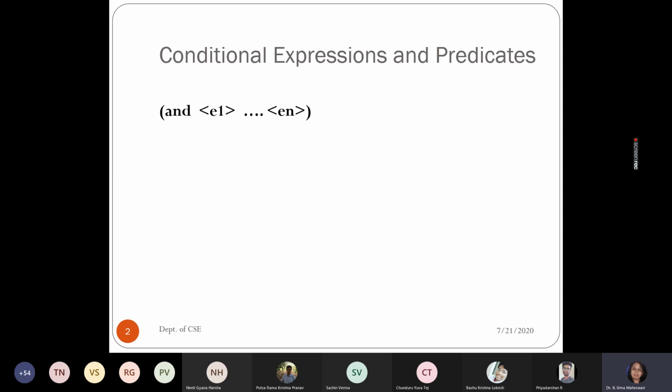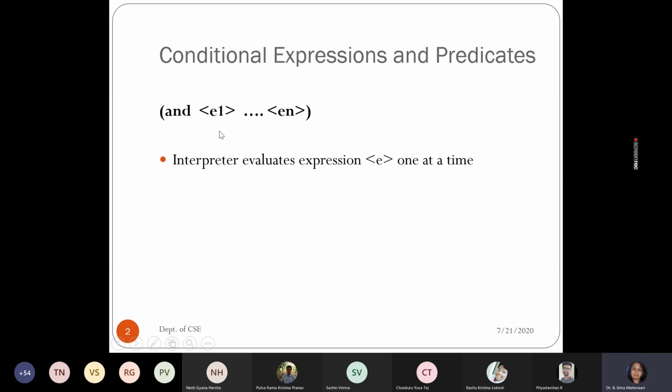Okay, so how to write the logical operator and? So and then expression 1 to expression n. This is the syntax, right? So what happens? How is the language interpreting? Okay, may I ask you, when is this predicate going to return you true?